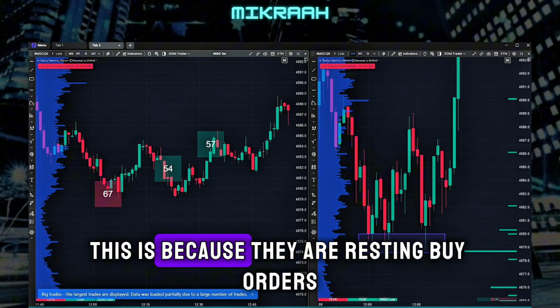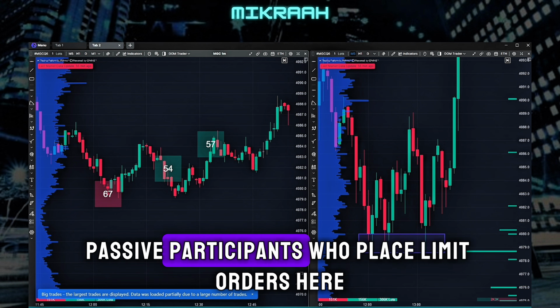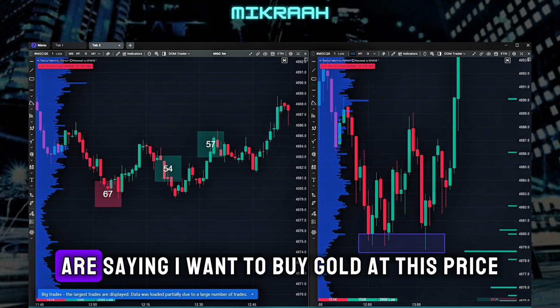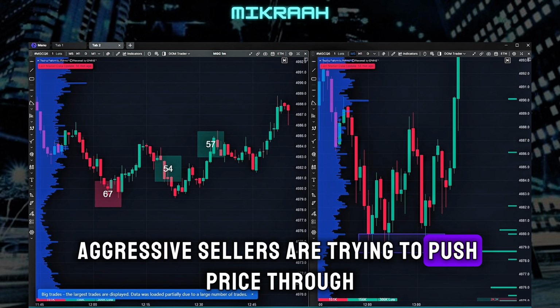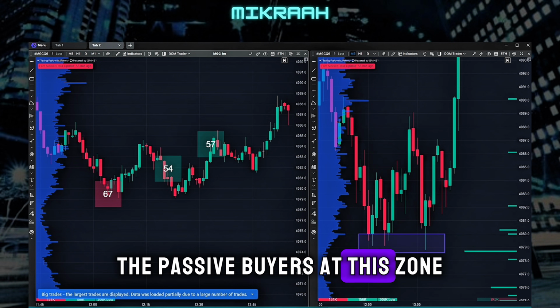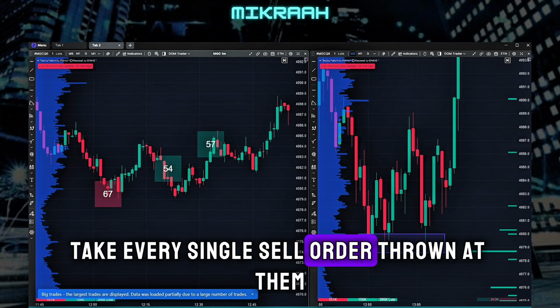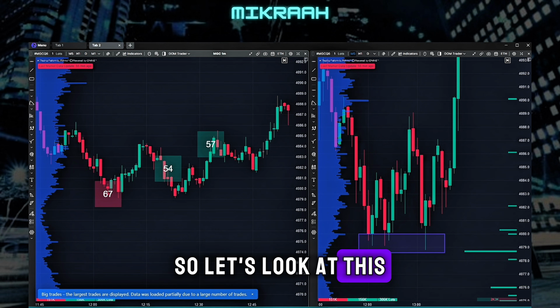This is because there are resting buy orders sitting in the zone. Passive participants who place limit orders here are saying, I want to buy gold at this price. I am not moving. Every time aggressive sellers try to push price through this level, they get absorbed. The passive buyers at this zone take every single sell order thrown at them, and price could not close below it.